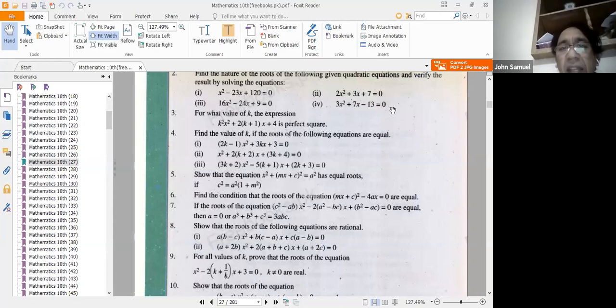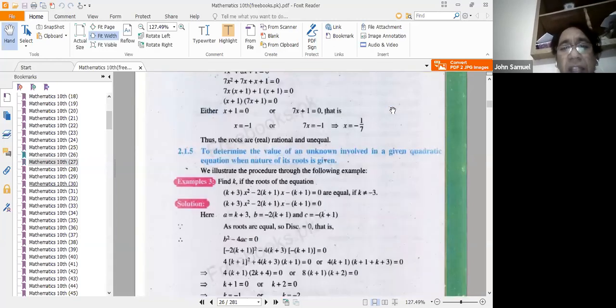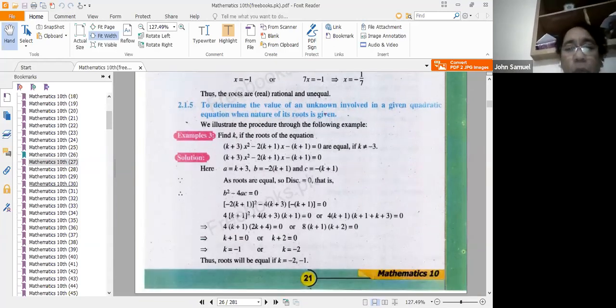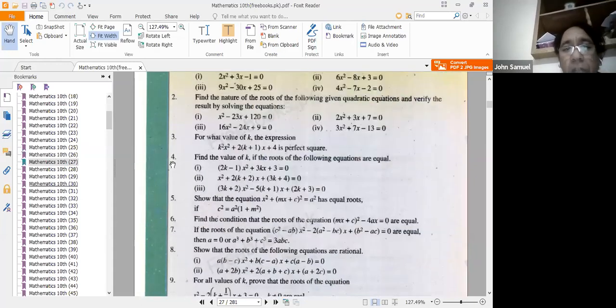This is similar to this example here. Look at this example: find k if the roots of the equation, and the expression is this one, are equal. So if I solve question number 1, you will be able to solve example number 3, as well as question number 4, sum number 2, and its third part. After solving this, you will be able to solve the second and third part, and that example which I have already shared with you, right?